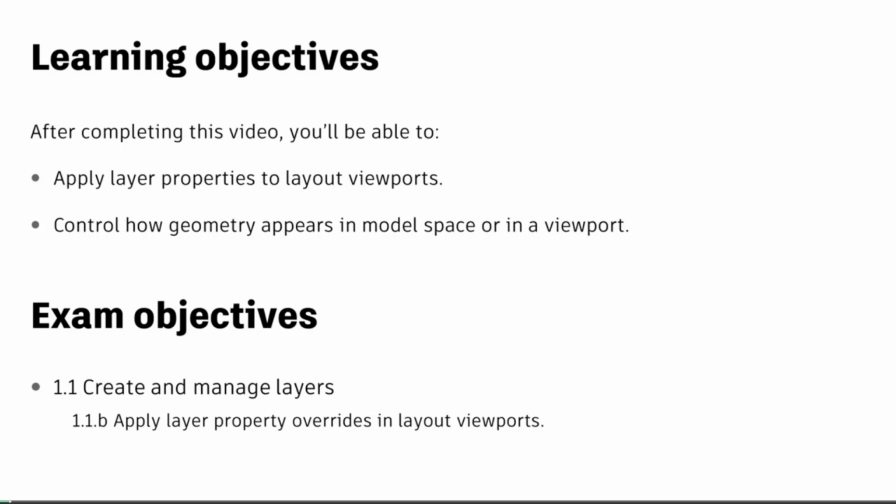When working between model space and paper space, it may be necessary for line work to appear different in a viewport than it does in model space, or even different from one viewport to another. After completing this video, you'll be able to apply layer properties to control how geometry can appear differently, whether in model space or in a viewport.